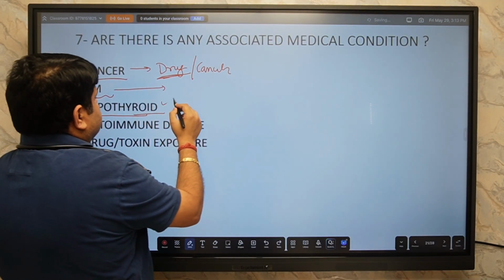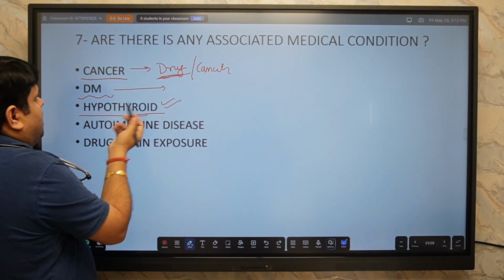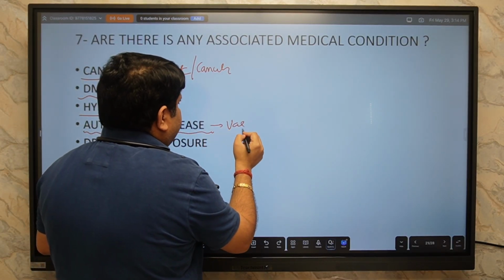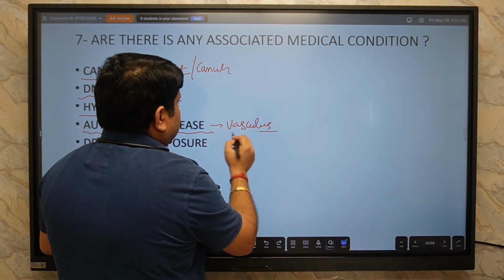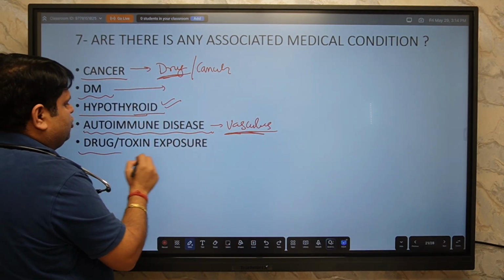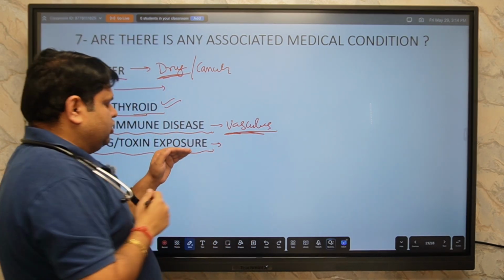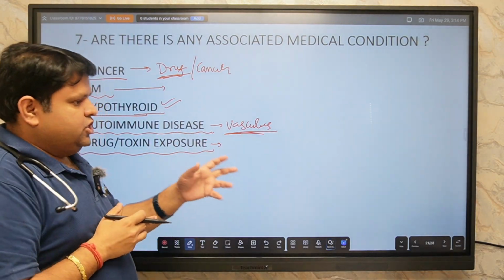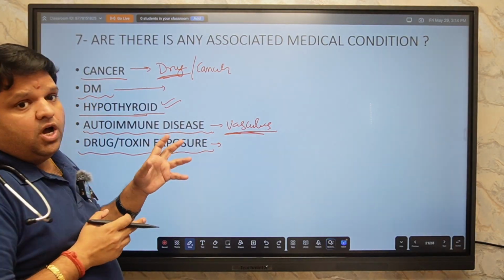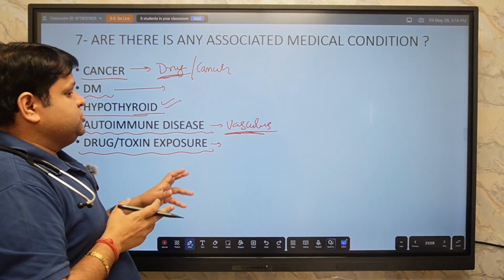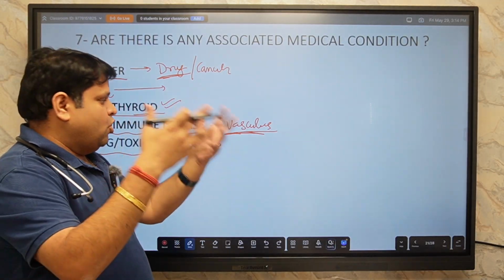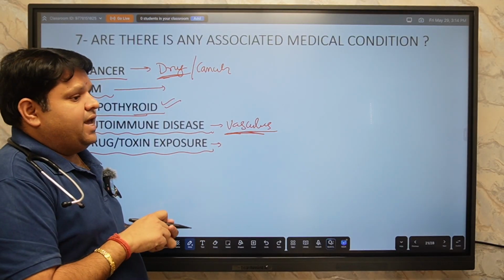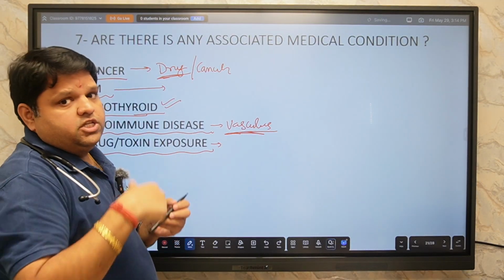Hypothyroid, a history of hypothyroidism may cause neuropathy. A history of autoimmune disease may cause vasculitis. Drug or toxin exposure, for drug-induced or toxin exposure like arsenic. If there is a person working in the lead industry or the battery industry, there may be chances of lead-induced neuropathy. If the patient is taking ayurvedic or homeopathic medicine for a long duration, there is a chance of arsenic toxicity. Some toxins like glue sniffing may cause neuropathy.